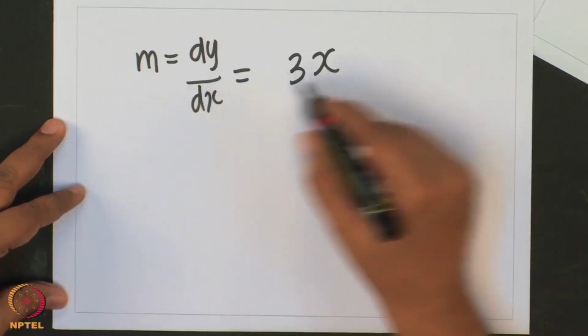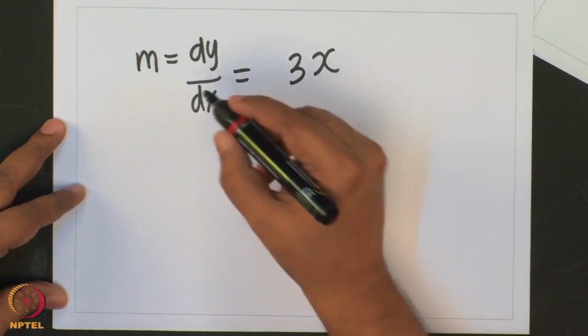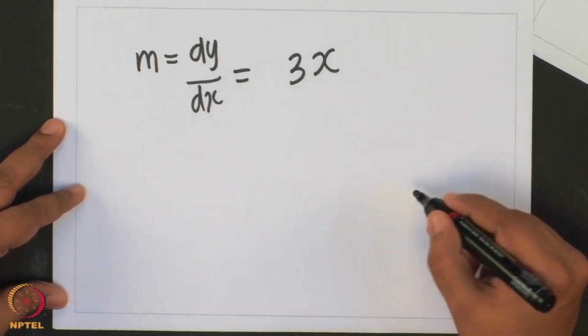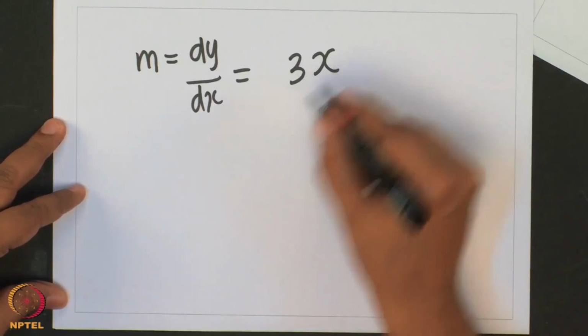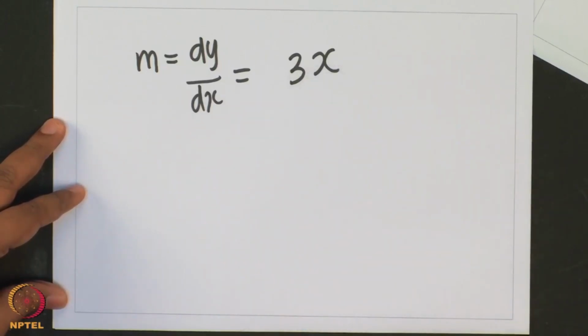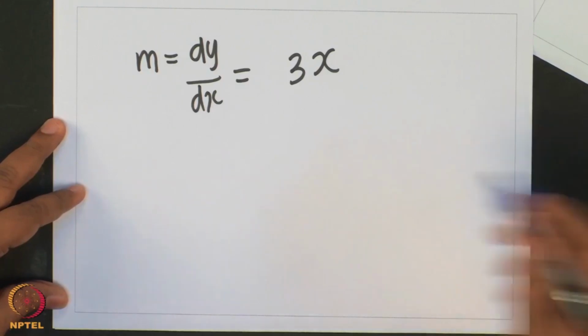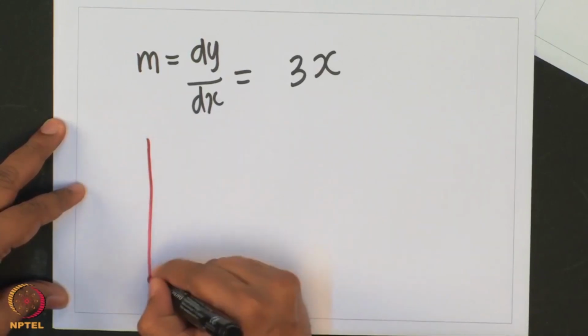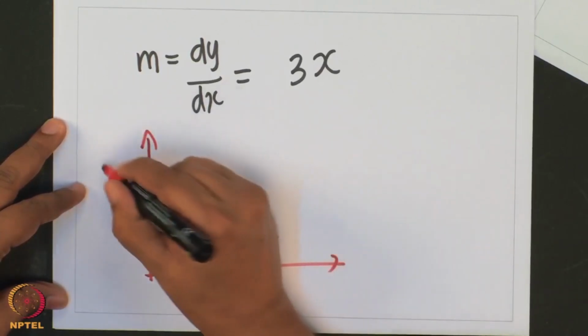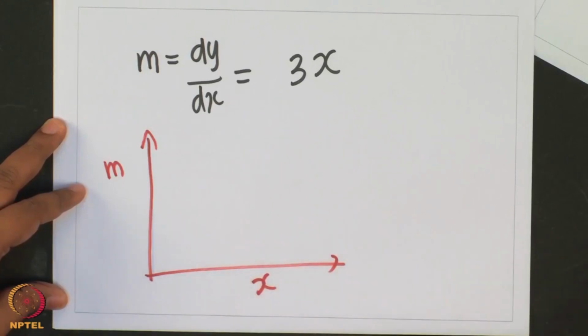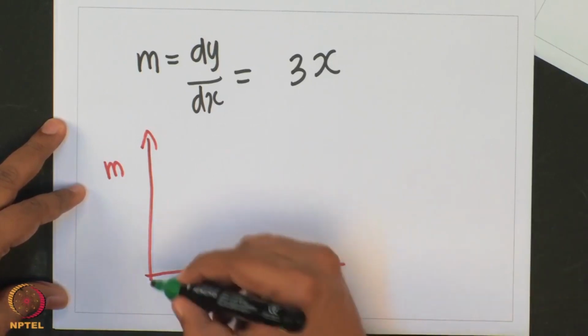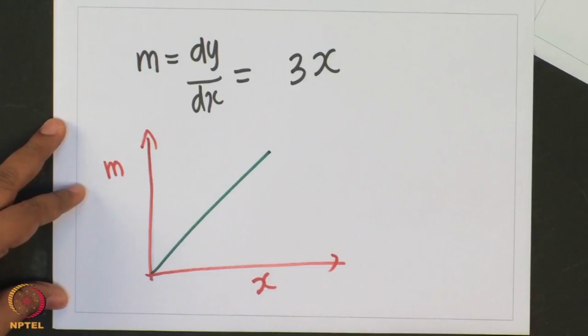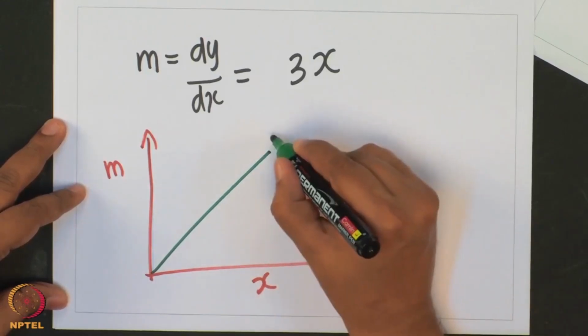So now here the slope is a function of x, 3x. Now I can plot m versus x. If I plot m versus x, what will I get? I will get a curve which will be the curve of 3x. So this is my m equal to 3x curve.